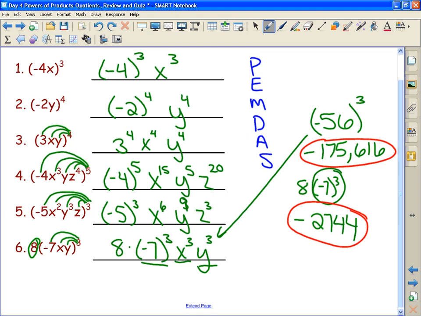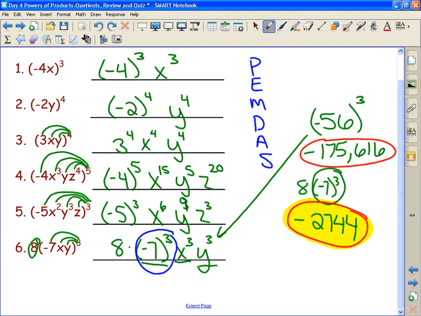PEMDAS says anything that is in parentheses you do first, followed by anything with an exponent. So we would need to do negative 7 to the 3rd. We would need to calculate that first, okay? And then we can multiply. So the correct answer, if you wanted to simplify it, would be the negative 2,744, because order of operations tells us that every single person has to do anything with an exponent before we can do any multiplying.